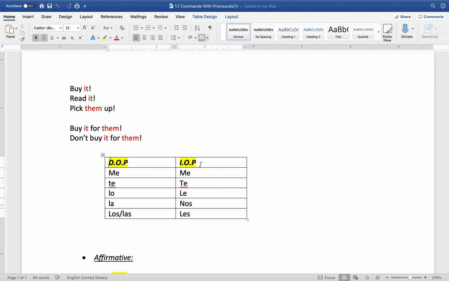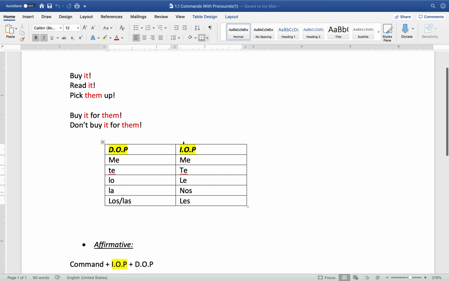And then the indirect object pronoun is pretty much where the item is going to, and most of the time refers to people. The most common ones are le, nos, or les. Okay, they are the most common ones. All right, so the direct one replaces the object most of the time, and the indirect one tells you where the object is going to, and most of the time it is people.